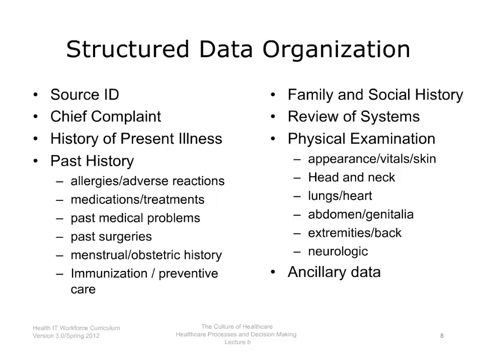Following this is the history of present illness. This is usually a chronologically ordered narrative, in a paragraph or more, containing the details of the patient's current problem as explained to the clinician. Following this is a summary of the patient's past history. This summary has a substructure that includes specific information about allergies, current medications and treatments, past medical and surgical history, vaccinations and preventive care, and for women, their menstrual and obstetric history.